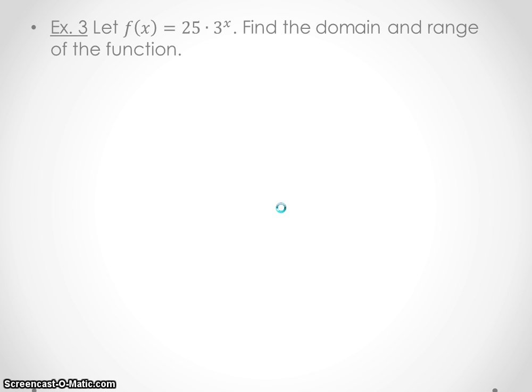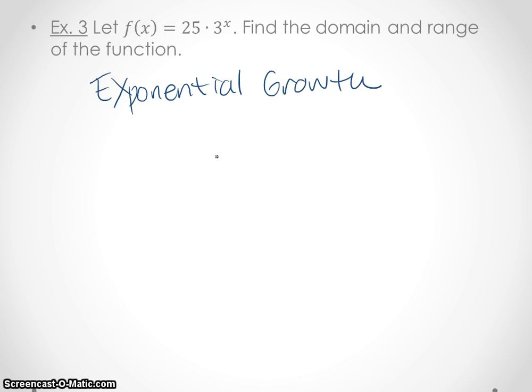Okay, last example. Says, let f(x) equal 25 times 3 to the x power. Find the domain and range of the function. Well, we know we have our initial amount here is 25, and our growth rate is 3 because it's bigger than 1. We know that this is exponential growth. Exponential growth. We're tripling whatever we have. So we know that the graph is going to look like so.